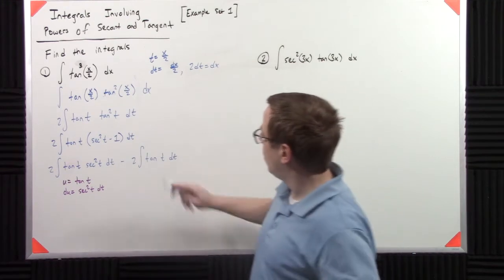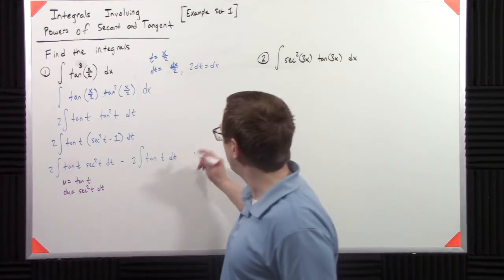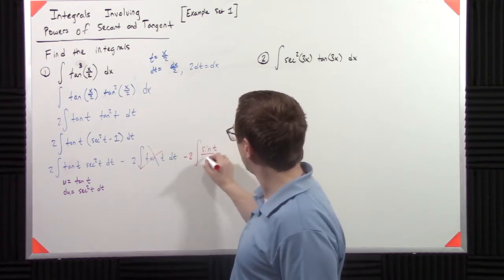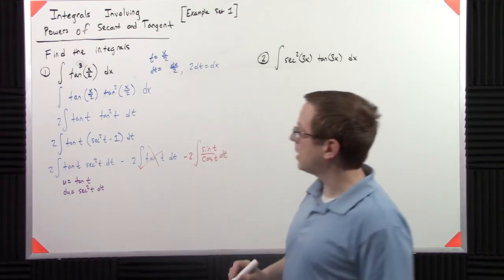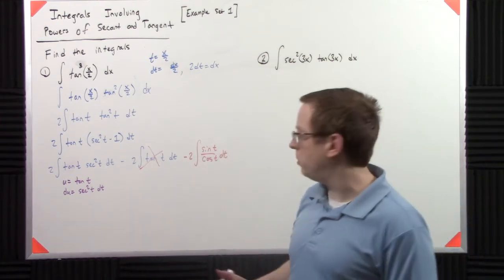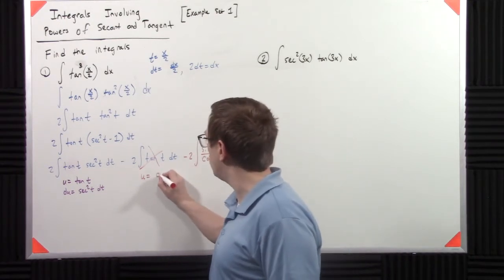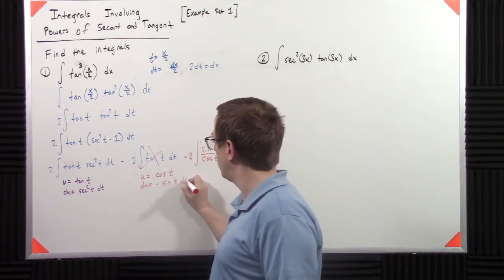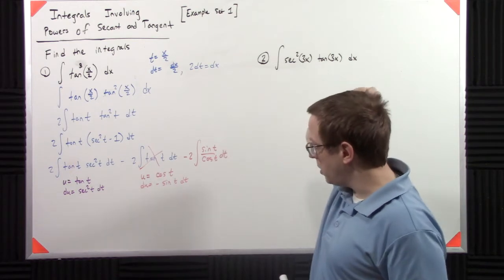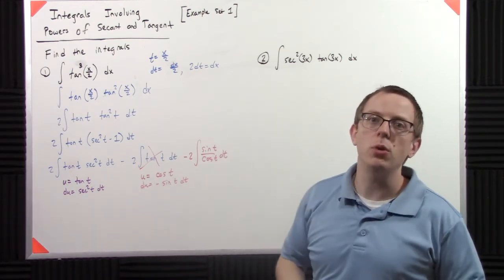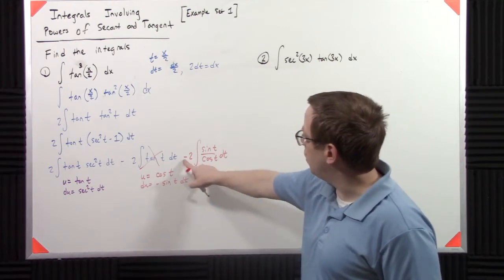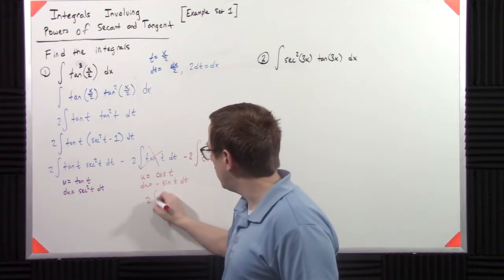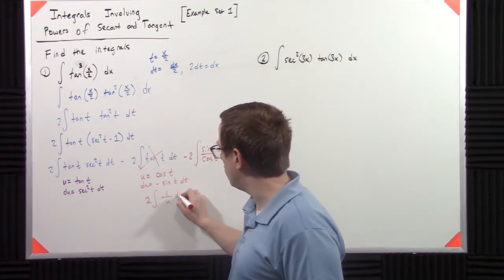Now over here, instead of writing tangent of t, I could have just said minus sine of t over cosine t dt. The reason you want to do that is that now you can say u is cosine of t, du equals negative sine of t dt. That allows you to convert to sines and cosines and go from there. So the negative gets absorbed, negative sine t dt, and I end up with 2 integral 1 over u du.